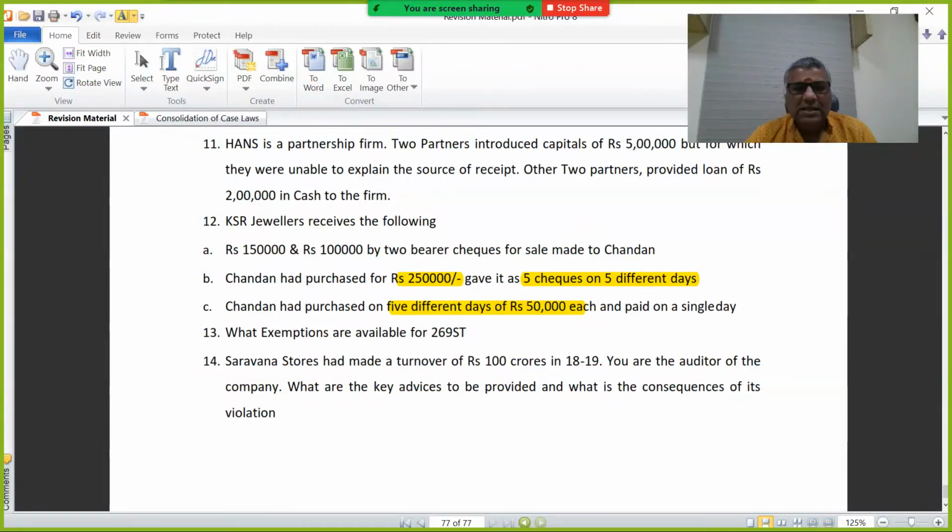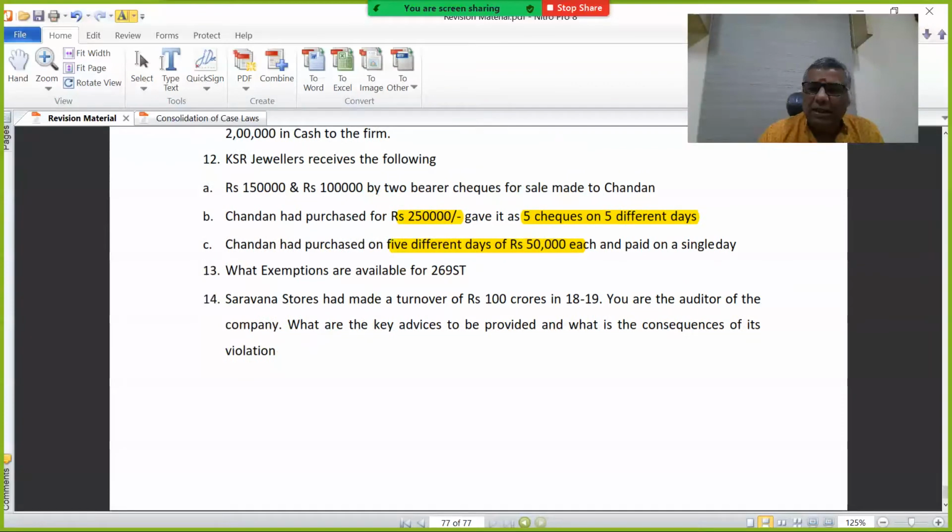14th question. Saravana Stores has made a turnover of 100 crores in 2018-19. You are the auditor of the company. What is the key advice? Last year question, 2019-20, they have to go with any of the three things: debit card of RuPay, or UPI BHIM, or UPI QR code. Anything. Otherwise, 5,000 per day is going to be the penalty.